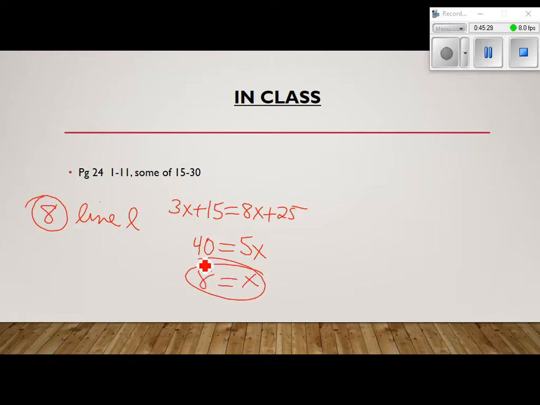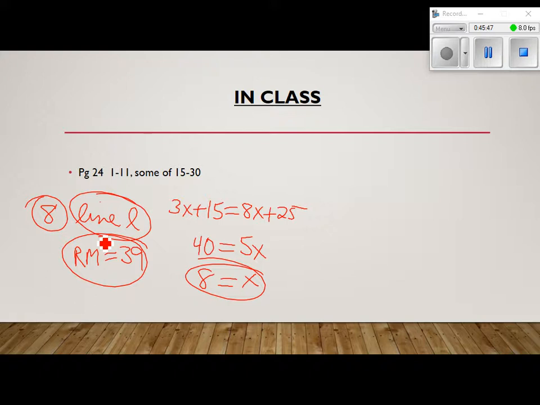They ask us to find JM again? Yeah. And that was 3x plus 15. 3 times 8 is 24. 24 plus 15 is 39, is that right? Yeah. Those are your two answers.